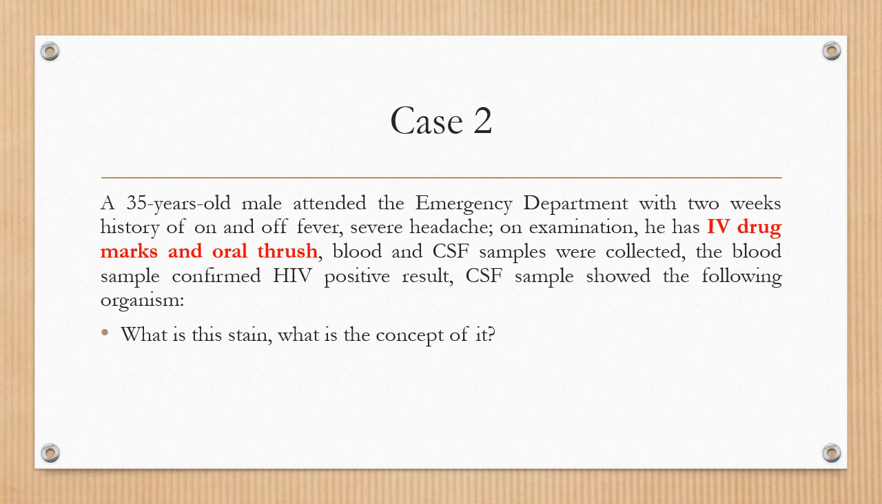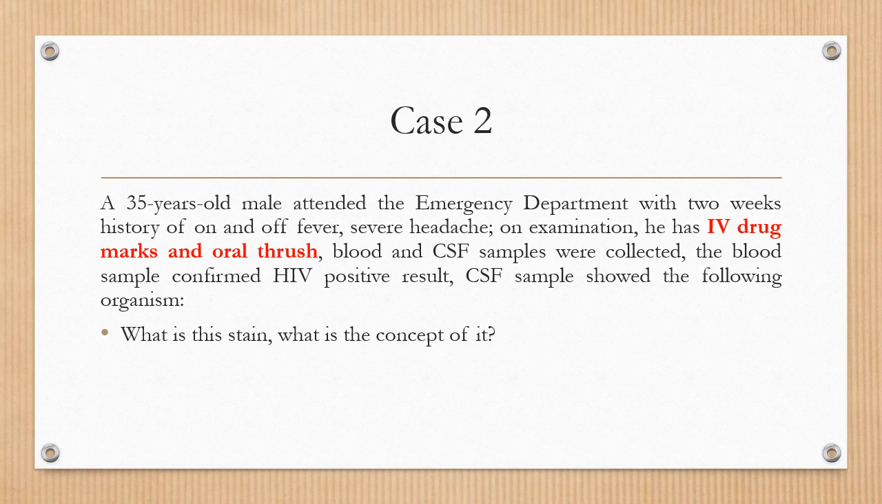Okay, now let's proceed to the second case. This is a 35-year-old male attending the emergency department with a 2-week history of on and off fever. So this basically means that he has been having what we call intermittent fever, which is not continuous, and he had severe headache. On examination, he had IV drug marks on his arms, and he had oral thrush.